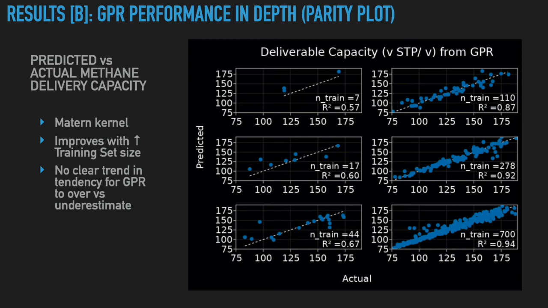Okay, and so now we have just selected the Gaussian process regressor, specifically with the Matern kernel that we talked about in the last slide, and we're looking at the deliverable capacity for methane with different training set sizes. So as you might expect, the R squared value of the GPR increases substantially as you go from a training set size of say 7 to 700. However, most of the gains seem to occur between training set sizes of about 50 to 250. Further improvements are pretty marginal after you hit about 200 to 250.